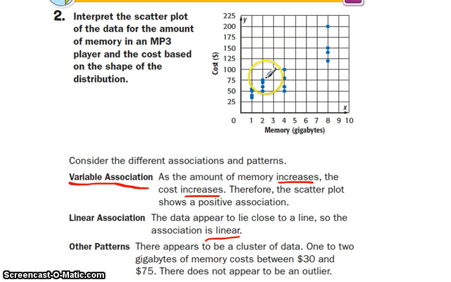Maybe a cluster here and a cluster here, okay? And this is how they say it. There appears to be a cluster of data. 1 to 2 gigabytes of memory costs between $30 and $75. So right in here is your cluster, and they just explain it like that, okay?